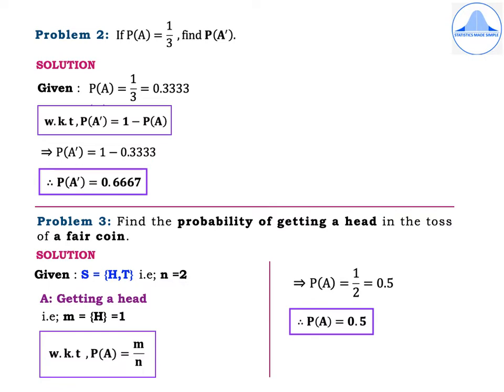Then write the formula. We know that P(A) is equal to m divided by n, which implies P(A) is equal to 1 divided by 2, which is equal to 0.5. Therefore, P(A) is equal to 0.5. So at the beginning of this video itself, I had mentioned that the probability of getting a head or a tail for a fair or unbiased coin is half or 0.5. So this is the explanation for that statement.